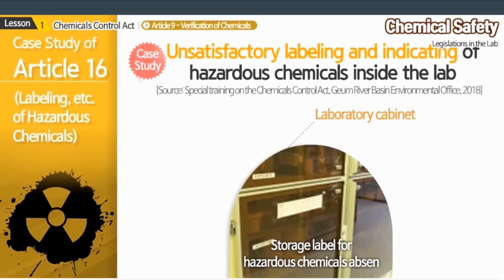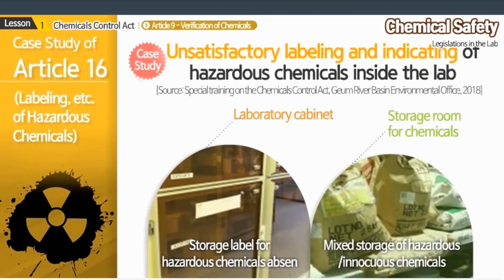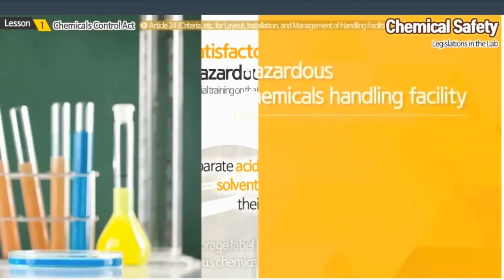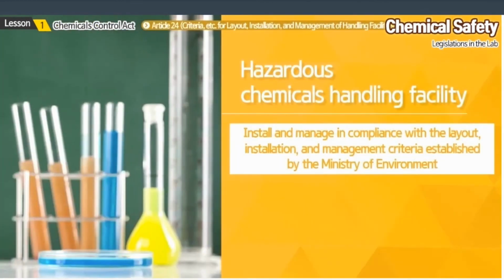Therefore, each lab must compile a list of all chemical substances it uses and classify hazardous chemicals separately. Also, labs must designate separate sections in storage rooms and laboratory cabinets to store hazardous chemicals according to their material characteristics, so that acidic substances, alkaline substances, solvents, and solids or powders do not react with one another. Facilities that handle hazardous chemicals must be installed and managed in compliance with criteria on the layout, installation, and management enforced by the Ministry of Environment.